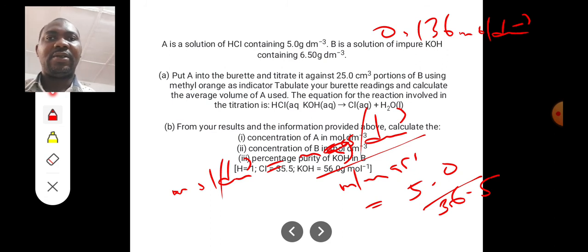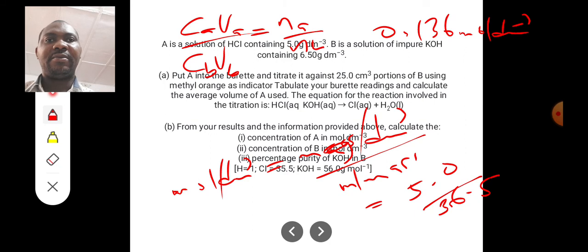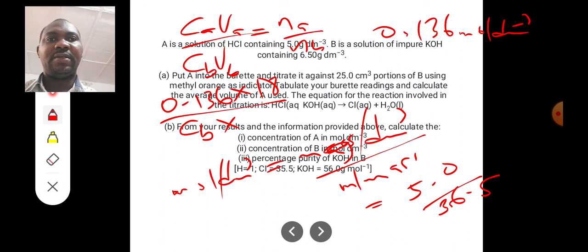Knowing our equation, which is Ca Va over Cb Vb equals Na over Nb, the concentration of the acid is 0.136, multiplied by the volume of the acid, which we just got to be 18, divided by the concentration of base, which we don't know, times the volume of the base. The volume of the base is 25. The number of moles of acid to base is 1:1.